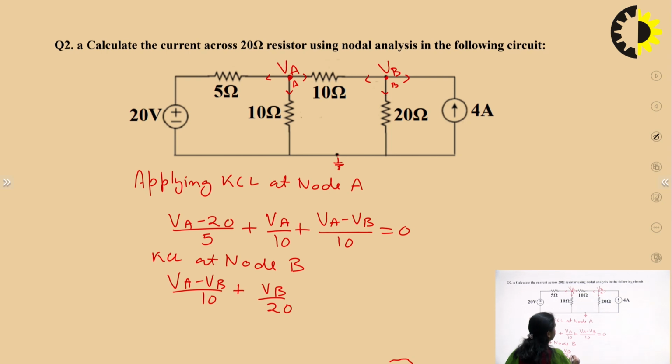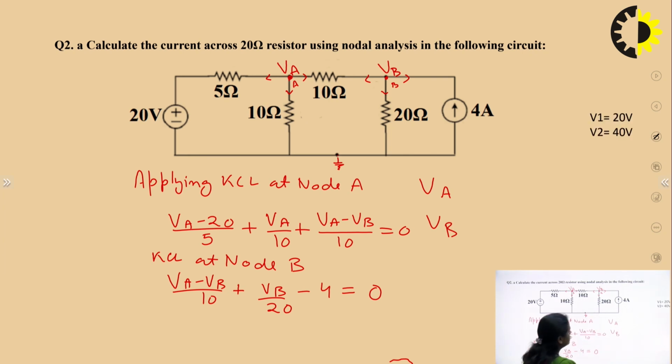VB by 20, and now as this 4 ampere is entering in the node, we will write here minus 4 is equal to 0, right? As all the outward currents we are assuming positive sign, the current which will enter the node we will assume for the negative sign. So, this will be minus 4 is equal to 0. Now, you will solve this equation and you can find the value of VA and VB.